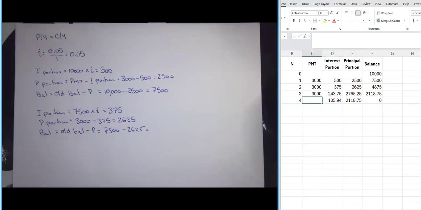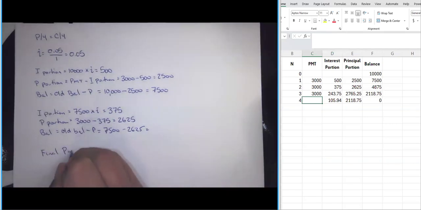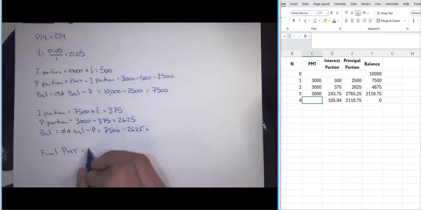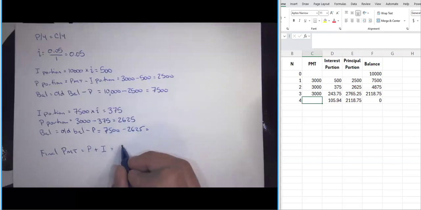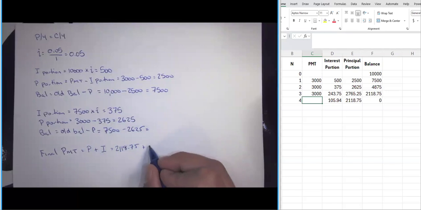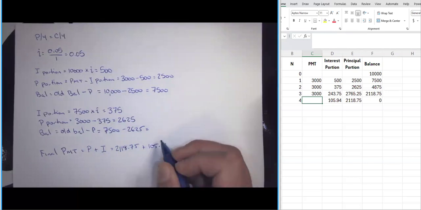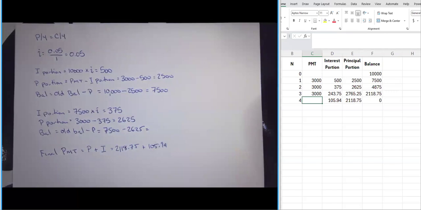And so our payment amount, the final payment, is going to be the final balance, or the balance of the second last step, so the principal, plus the amount of interest that we've accumulated. So in this case, 2118.75 plus 105.94. That gives us a total of $2,224.69.